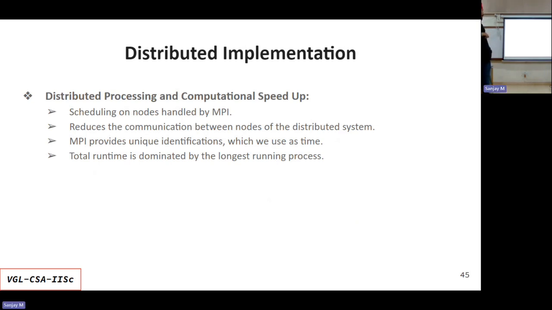Like I said, we use OpenMPI to schedule these processes over our cluster, and the NumPy parallelization we already get, and the time parallelization we do using this.